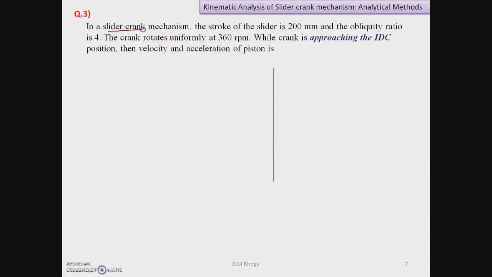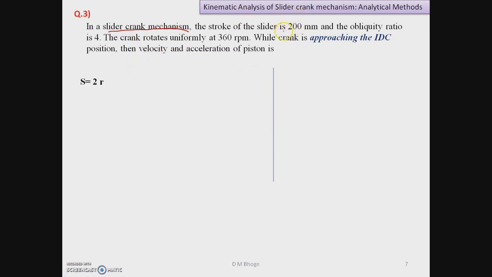Numerical number 3. In a slider crank mechanism, the stroke of the slider is 200 millimeters. Obliquity ratio is 4. The crank rotates uniformly at 360 rpm. While the crank is approaching the IDC position, we have to determine the velocity and acceleration of piston.